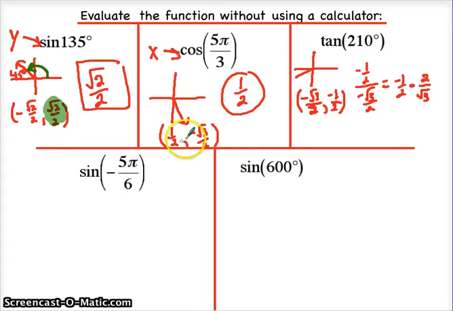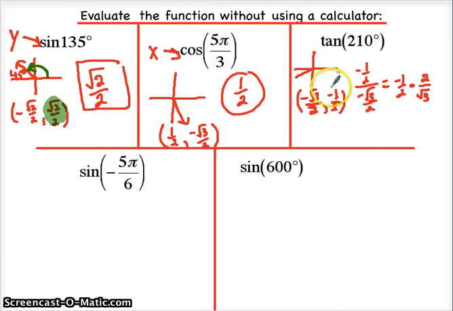The cosine at 5 pi over 3, well 5 pi over 3 again is down in the 4th quadrant. If we check our unit circle, the coordinate is given, and again cosine is always x, so we end up with our 1/2. And notice we went to the right. Cosine always goes to the adjacent, which will always be our x-axis. It corresponds to that x coordinate, which is positive down in quadrant 4.